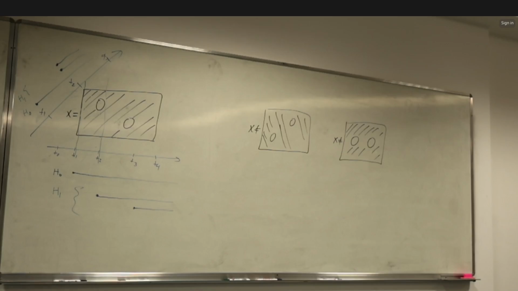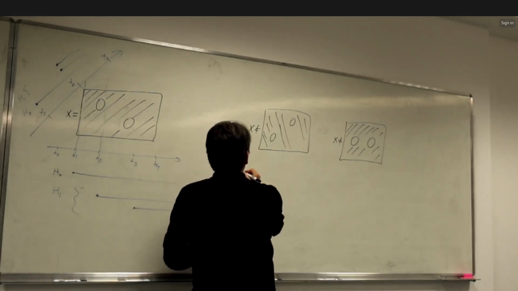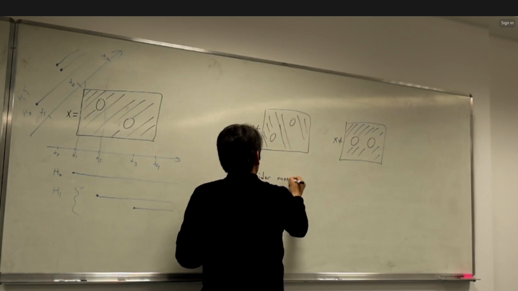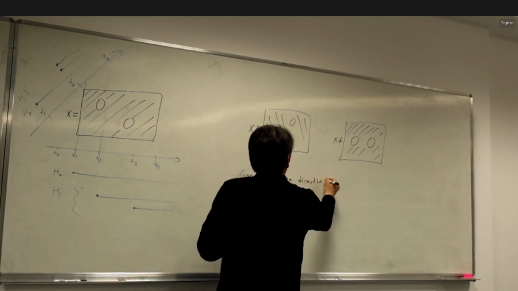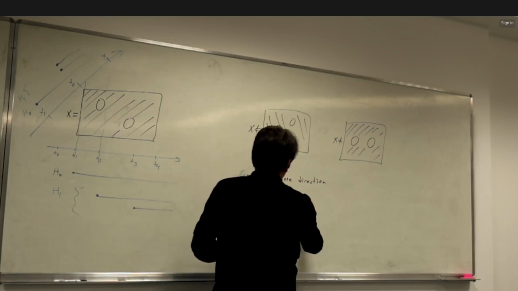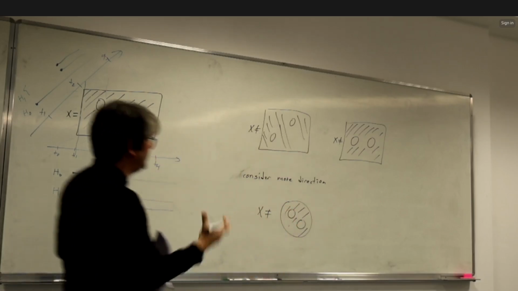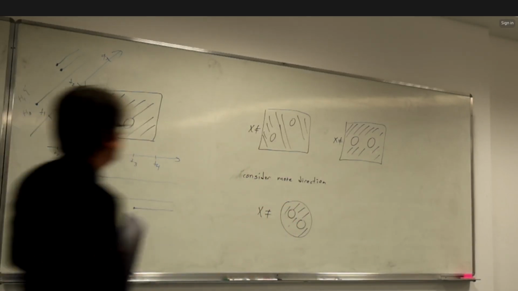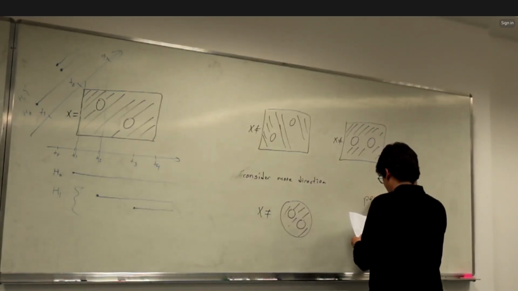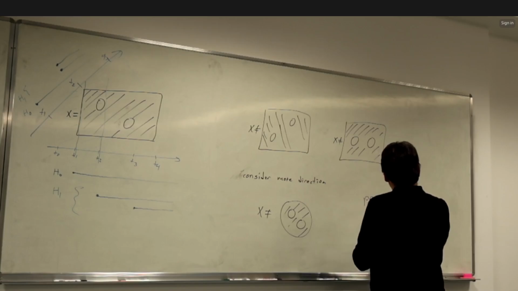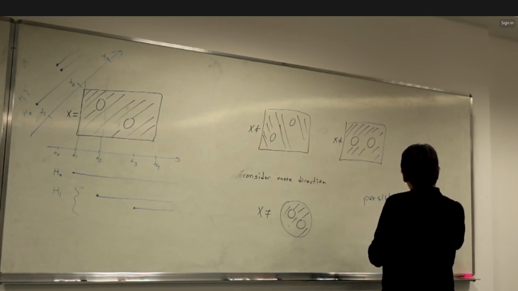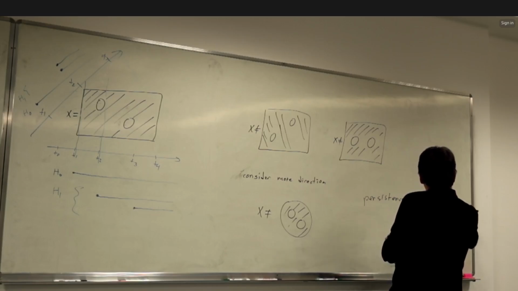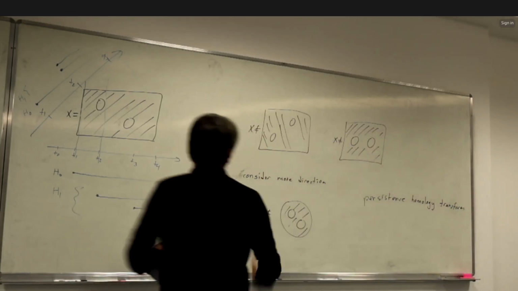And if you look at all directions, in fact, consider more directions, you can in fact say X is not some shape like this. You can in fact say it's a rectangle, it's not a circle. Okay, this is called the persistent homology transform. Looking at different directions.